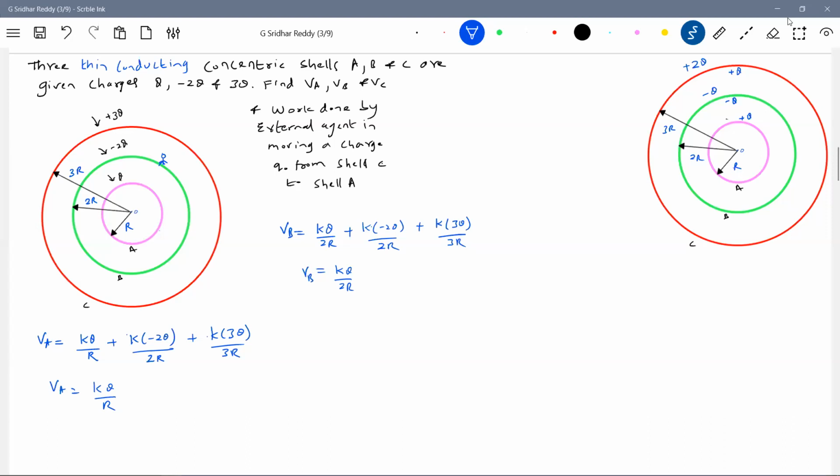These two will get cancelled, no? You could have chosen some minus Q, you would have got some different answers. Any charges you can pick up, it doesn't matter. Even this radius R, 4R, 5R also you can pick up.